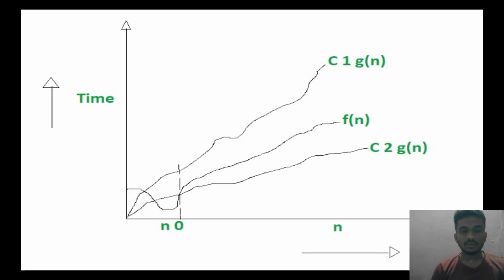This is a graph of theta notation: c1 g of n, f of n, c2 g of n, n0, time and n directions.